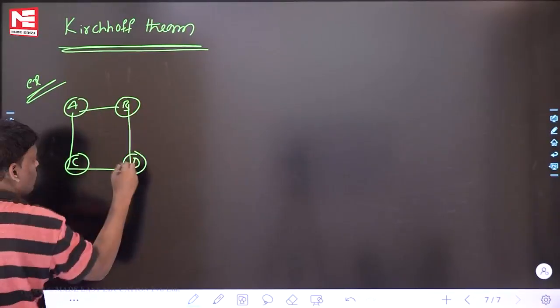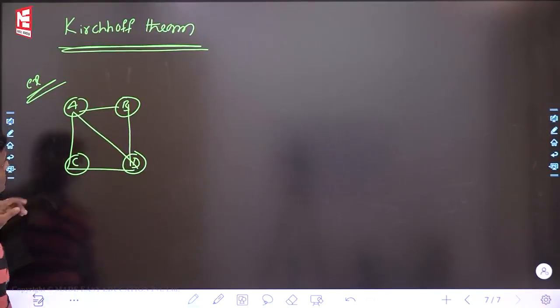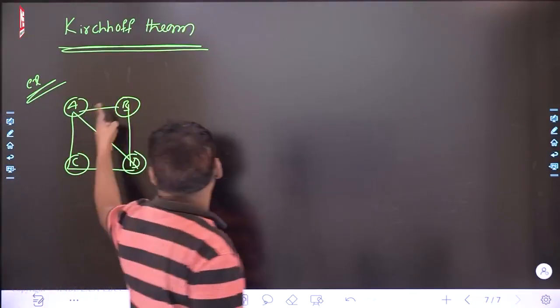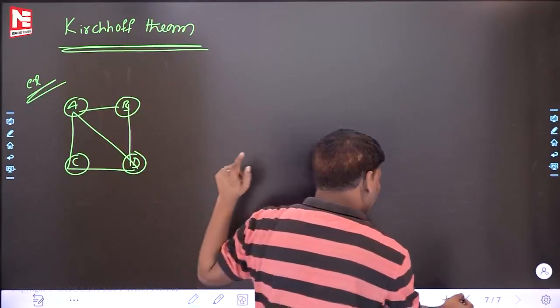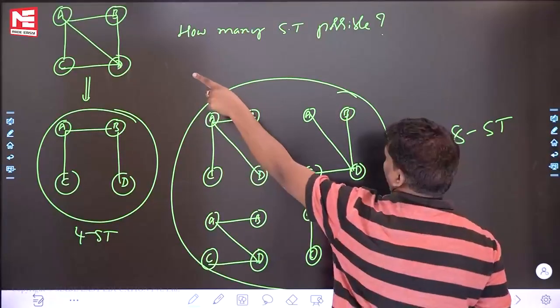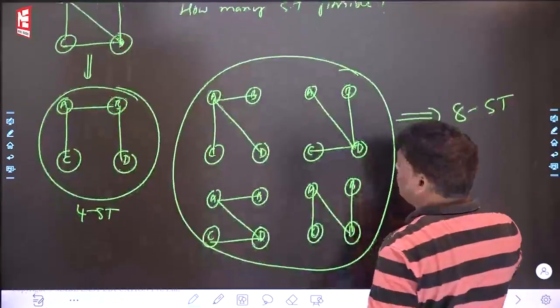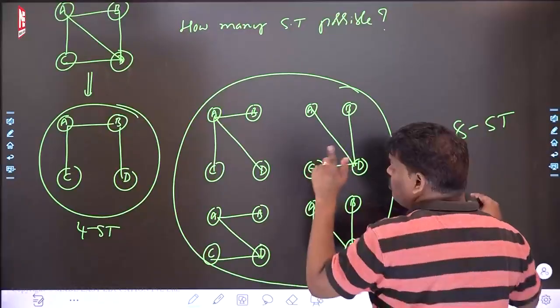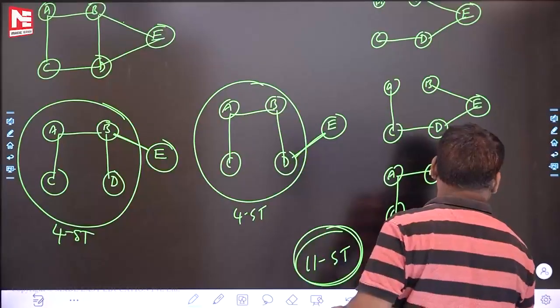I think this problem we already did. How many spanning trees for this one? This is the same problem, and I think there are 8 spanning trees. For this problem, the answer should be 8. Let's check whether we will get 8 or not.